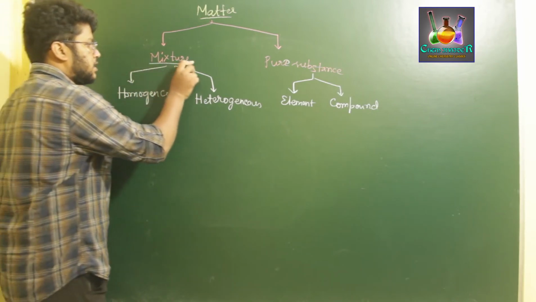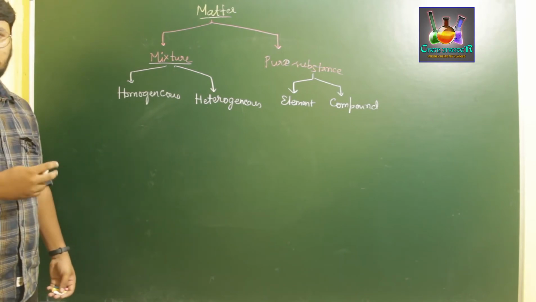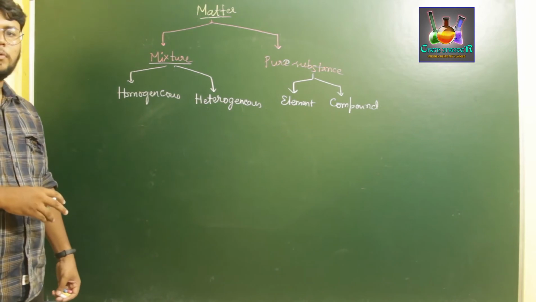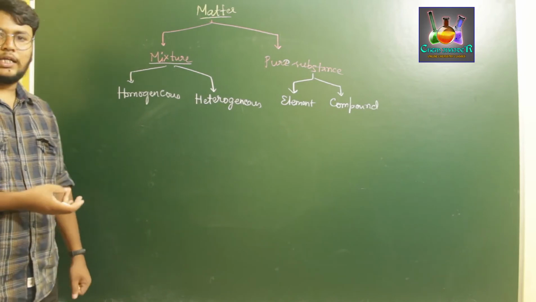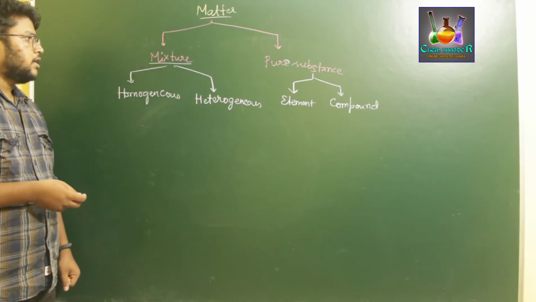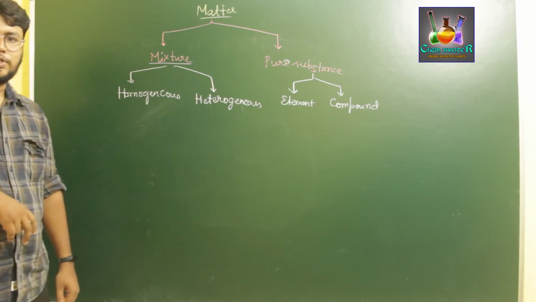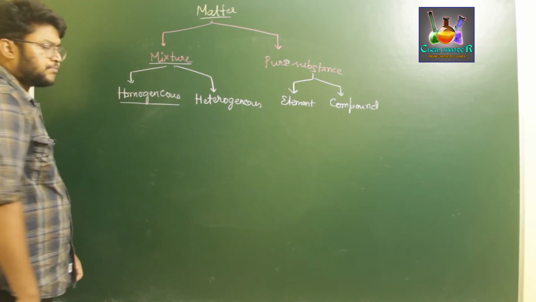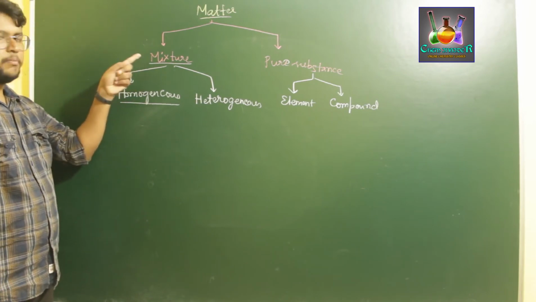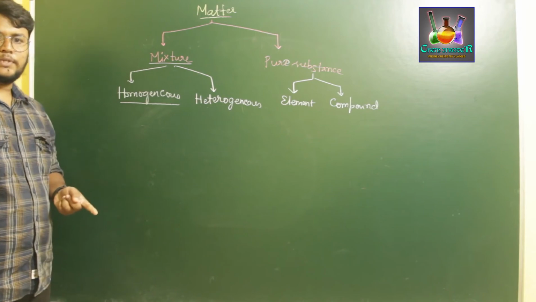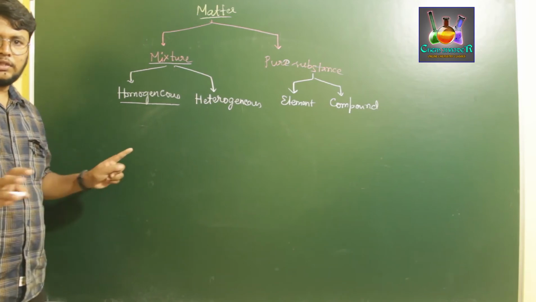That means a mixture is something formed by mixing two or more substances of different characteristics, for example sugar solution, tea, coffee. In mixtures we have two types: one is a homogeneous mixture and the other one is a heterogeneous mixture. Homogeneous mixtures are those which have two or more substances mixed, but the result appears to be one on complete mixing.